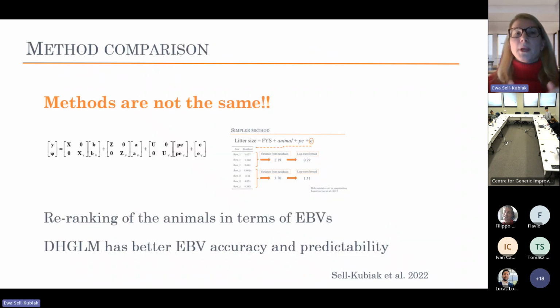And based on fitting the models, I already saw that those two methods are not the same, and actually the simpler method causes such a ranking of the animals in terms of EBVs that the accuracy is reduced, and it's also more difficult to predict what to expect from the next generation if you use the simpler method.